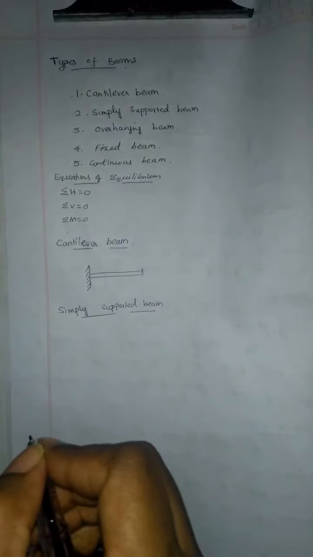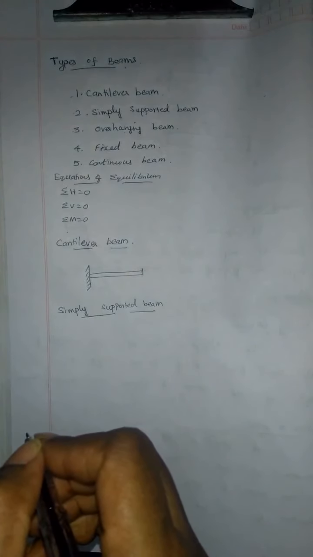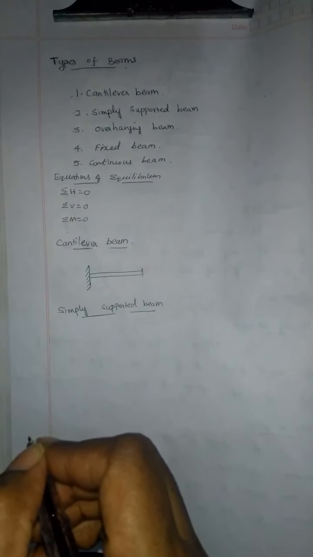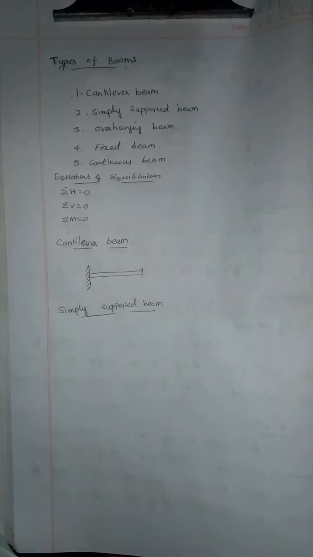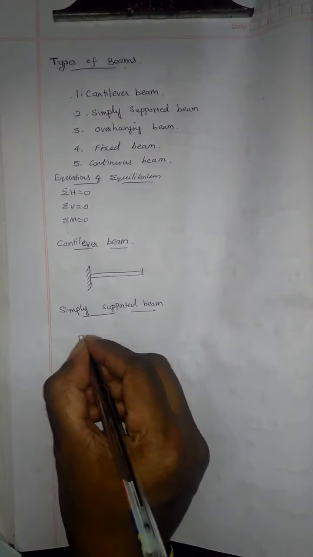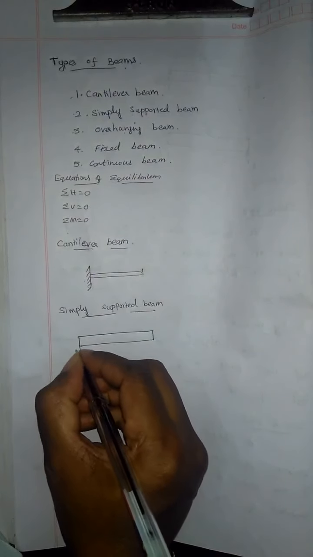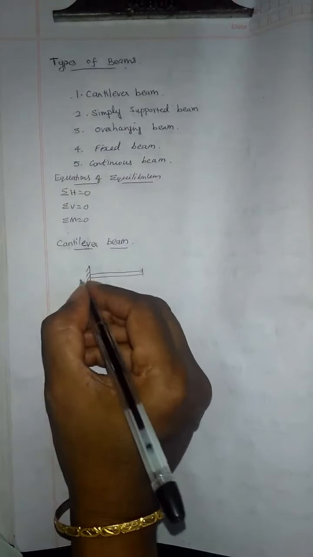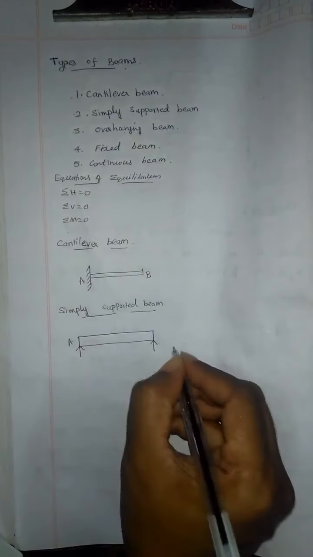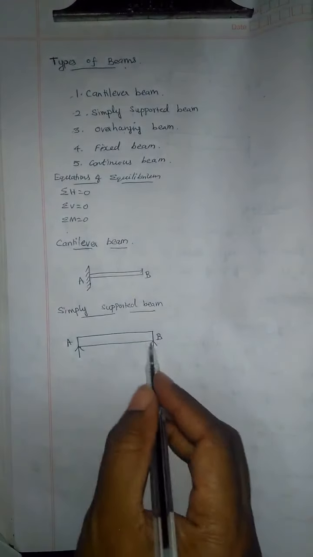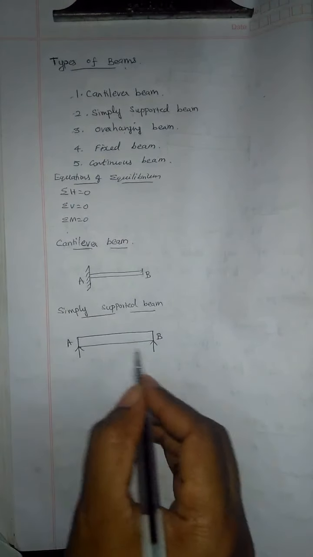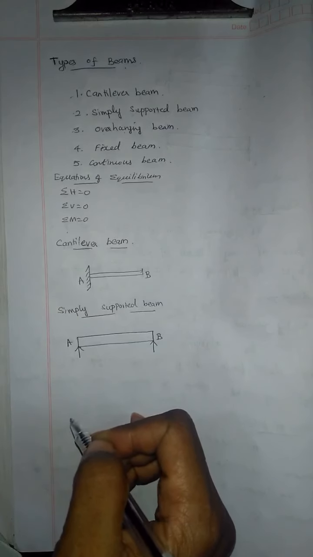In the simply supported beam, the beam is supported or resting freely on the supports at both ends. That is what we call a simply supported beam. So simply we can say that it is a beam which is simply supported at the ends. Let us take this as A, B. So the beam which is supported simply at the edges, we'll call a simply supported beam.